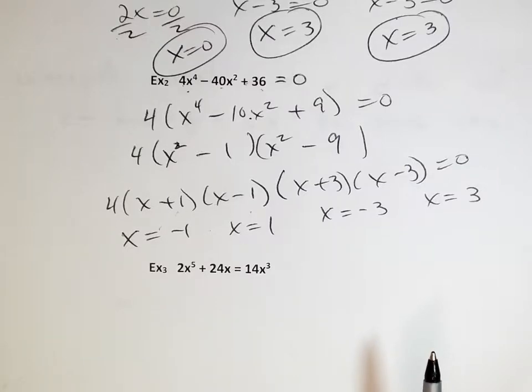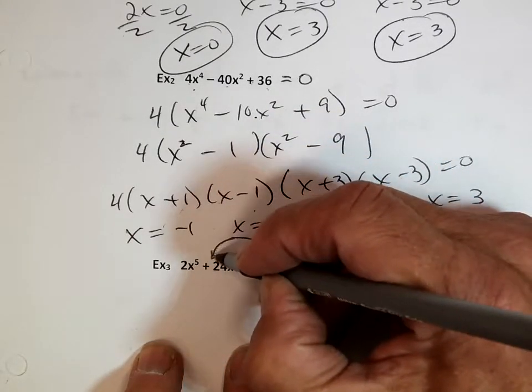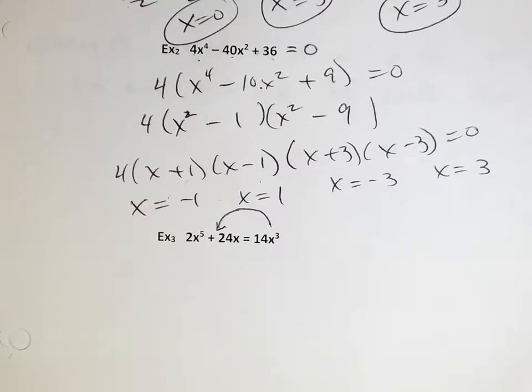So example 3. Here's what I would do. I'm going to bring this one over and put it right there in the middle, okay? I want all of them together. I want them in order. And I like a positive big term.